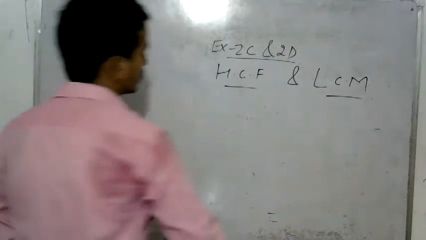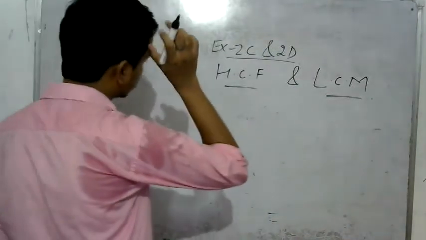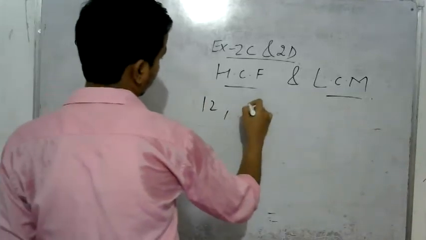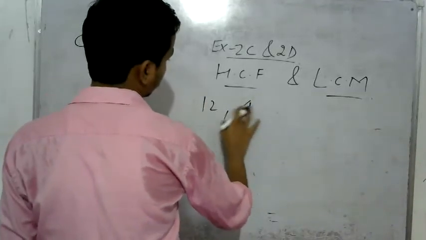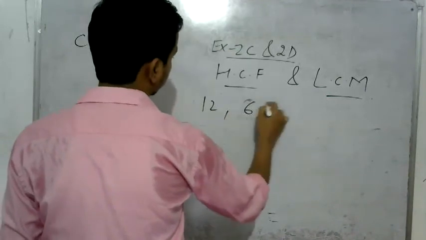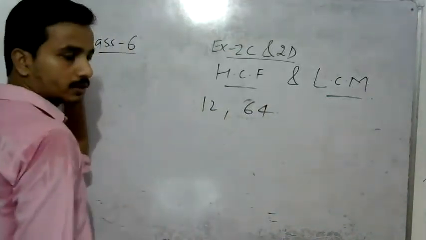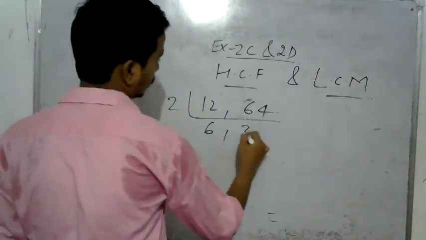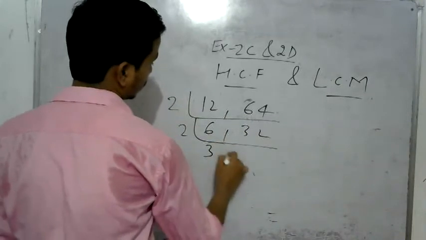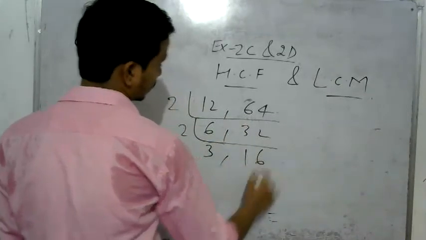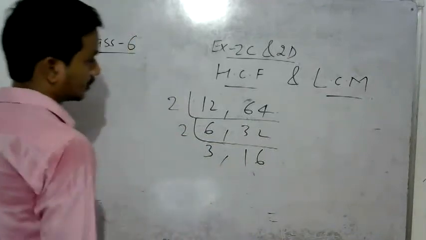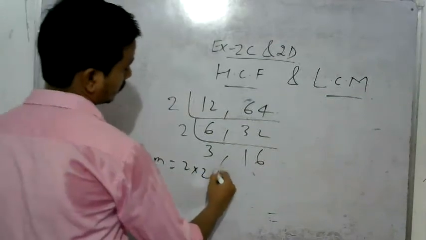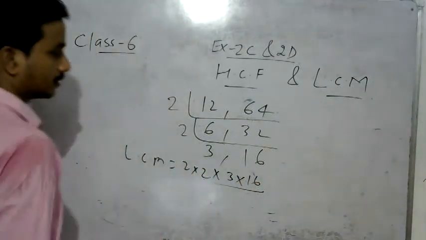Now how will you find the LCM? So LCM you can again find, for example, of 12 and 64. You have to find the LCM of both. So how will you find it? By the division method. 2 6s are 12, 2 32s are 64, 2 3 are, and 2 16 times. Now nothing remains. So LCM will be equal to 2 into 2, multiply all this, into 3 into 16. So this is the LCM.